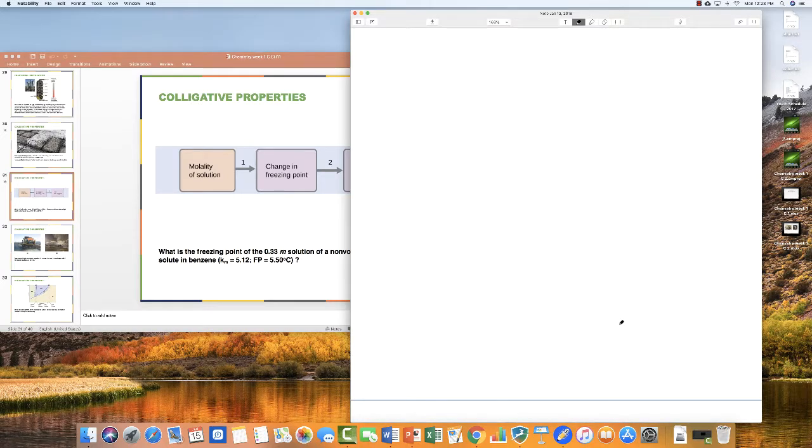And so it says that we have a 0.33 molal solution. And you remember the equation is that you take that times this Kf. And Kf here is going to be 5.12. And that's going to give you the change in melting point. And so if you multiply that out, the change in melting point is going to be 1.69 degrees centigrade. So that's the first step.